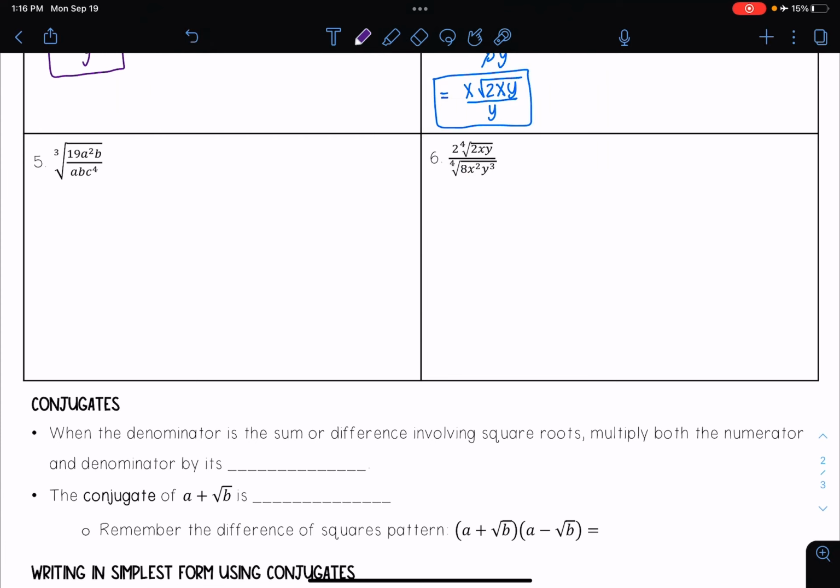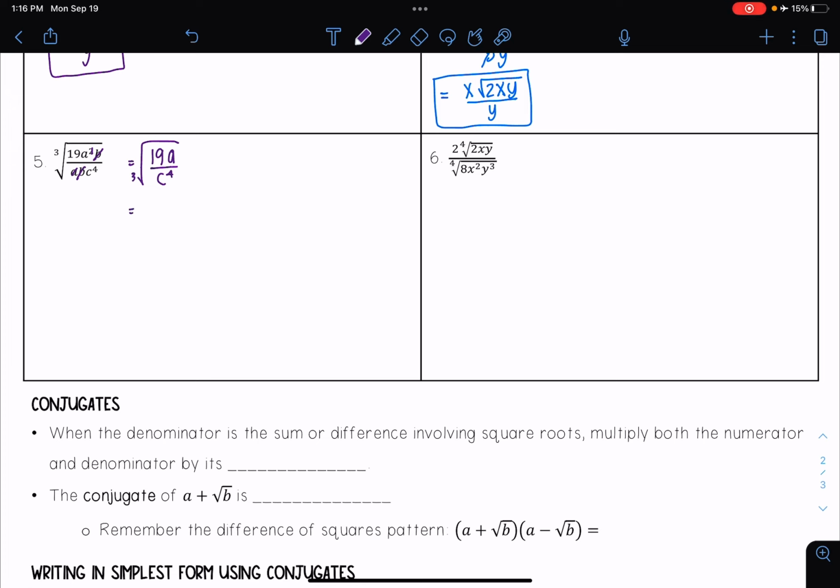Okay, let's look at 2 more. Number 5, I have the cubed root of 19a squared b over abc to the 4th. So there's a couple of different ways that you can do this. I would recommend going ahead and simplifying this fraction first, just to make our lives a little bit easier. And so I see I first have a squared on top and a on the bottom. And so using my quotient property, I see that that leaves just an a on top, so I have 19a. There's a b on top and b on bottom, so those just cancel each other out. And we had just 1 there, so that leaves just c to the 4th on the bottom. So I have the cubed root of 19a over c to the 4th.